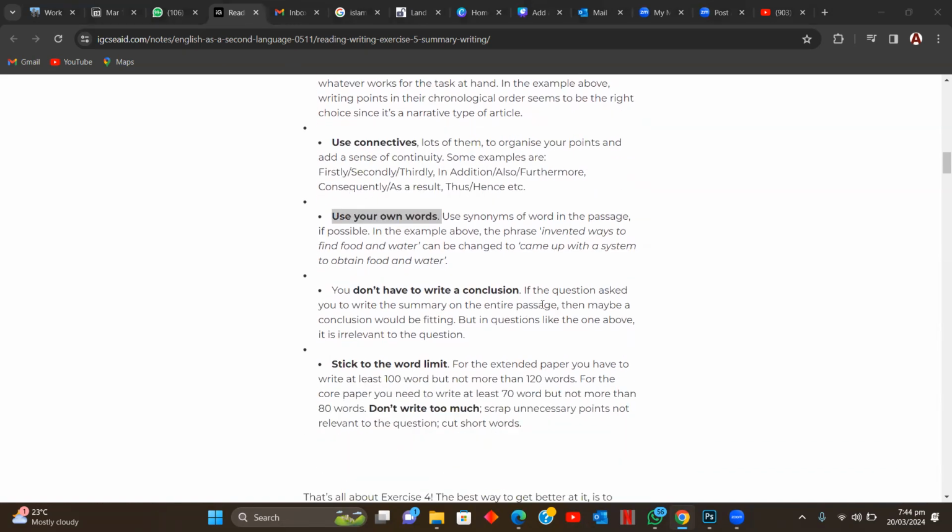And then, do not write a conclusion. For a summary, you don't have to write a conclusion. You don't have to make a separate paragraph, because the summary has to be very point specific to the information that they ask you. And then you have to follow the word limit. If you cross the word limit, the examiners will not check anything that exceeds the limit. I will share the connectives list again in the group as well.